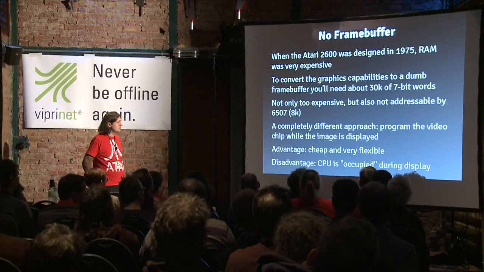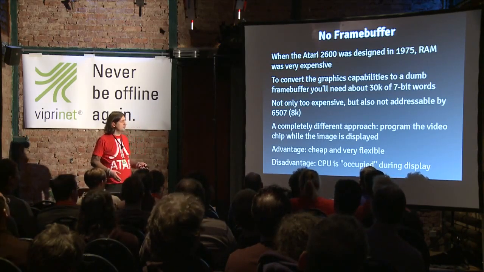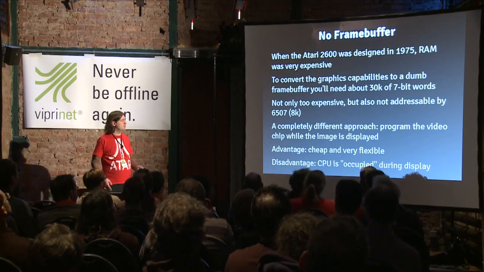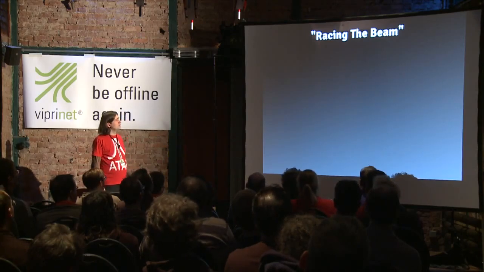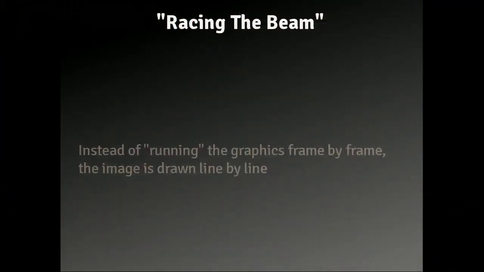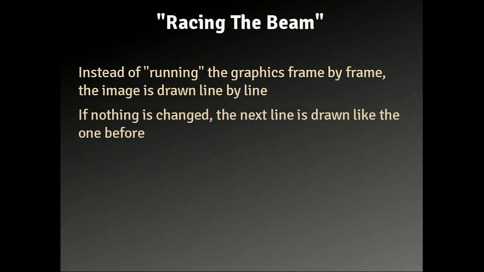The disadvantage is, since we are doing all stuff like this, the CPU is really occupied just with shuffling the data into the graphics controller. This is called racing the beam. Instead of running frame by frame, you're drawing line by line, and you also change the registers as the beam travels across the line. So you are really racing with the beam that displays the pixels. If nothing is changed, the next line is drawn like the one before.